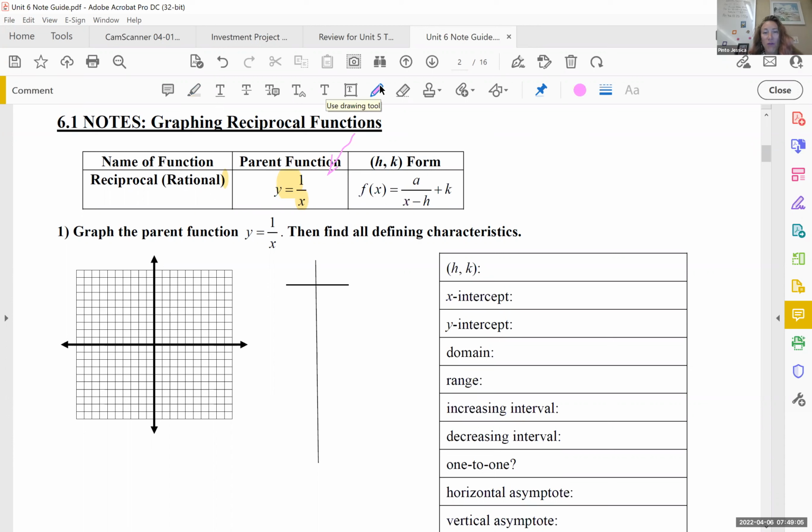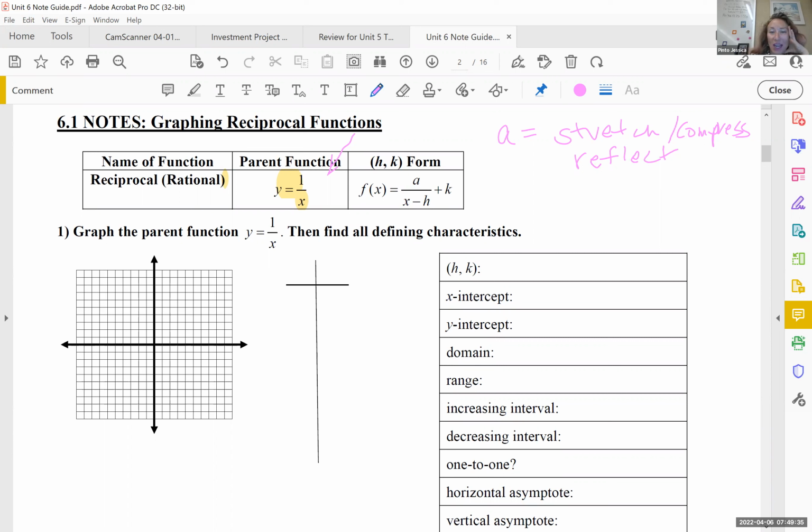We have an HK form where a is the numerator, which is always a is equal to the multiplication factor, the stretch, compress, or also the reflect factor. So remember, if a is larger than 1, it will stretch. If a is smaller than 1, it will compress. And then if it's negative, it will reflect it over the x-axis.